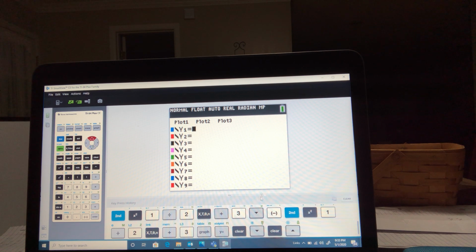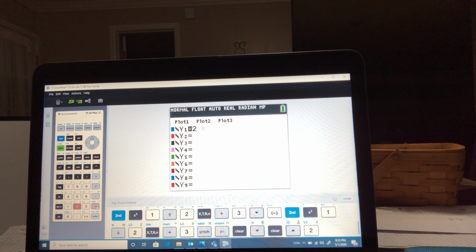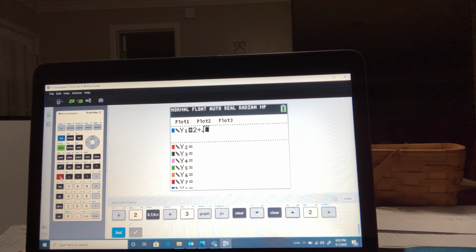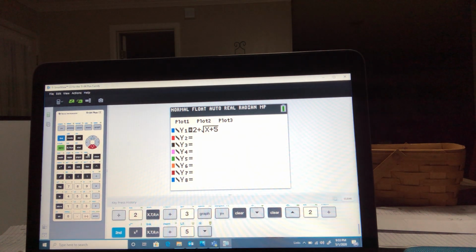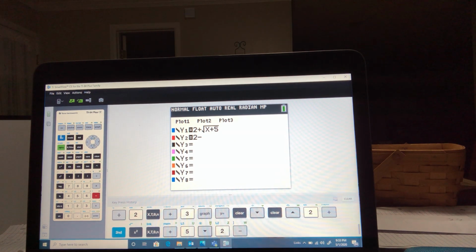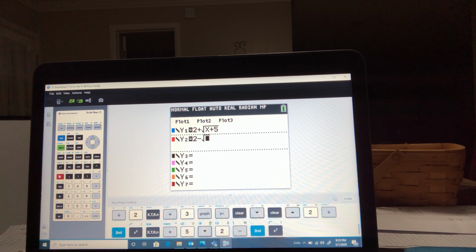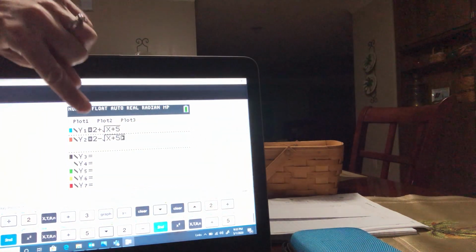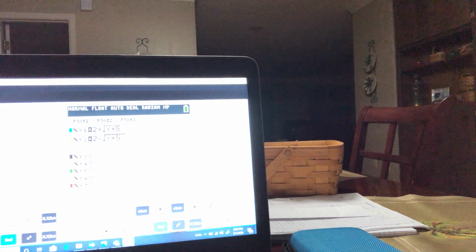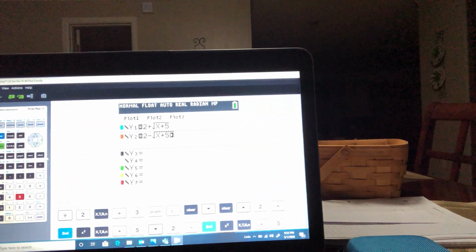Okay, so here we go. It's 2 plus the square root of x plus 5. And for the other one, you would put 2 minus. Now this is subtraction. The square root, x plus 5. Okay, so notice the only difference between those two is one is a plus and one is a minus because of the plus and minus. Can you all see that?